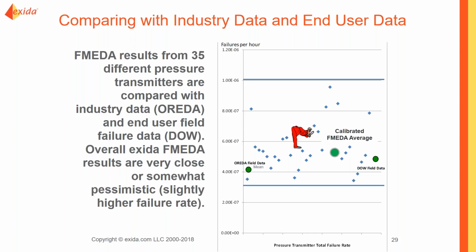Everyone's pressure transmitter isn't made as good as the other person's. There are better pressure transmitters out there, right? And so that's why you see the flux. But if you go on average for an FMEDA, that's where that middle dot, us, is going to sit.